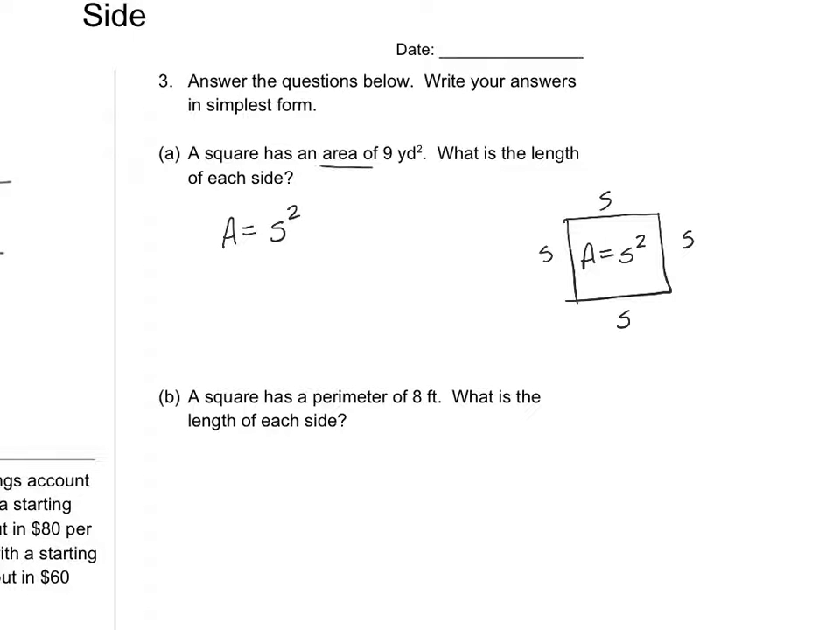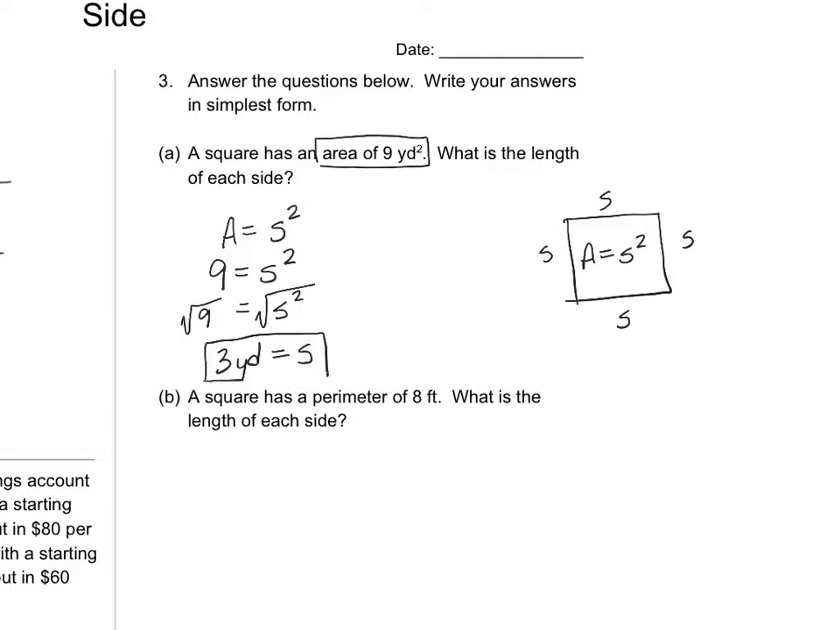Well, I know that the area is 9. So I'm going to say that 9 equals S squared. So to find the value of S, I have to take the square root of both sides. And I know that the square root of 9 is 3. So the length of each side will be 3 yards. And when you're dealing with units, make sure and include your units in the answer.